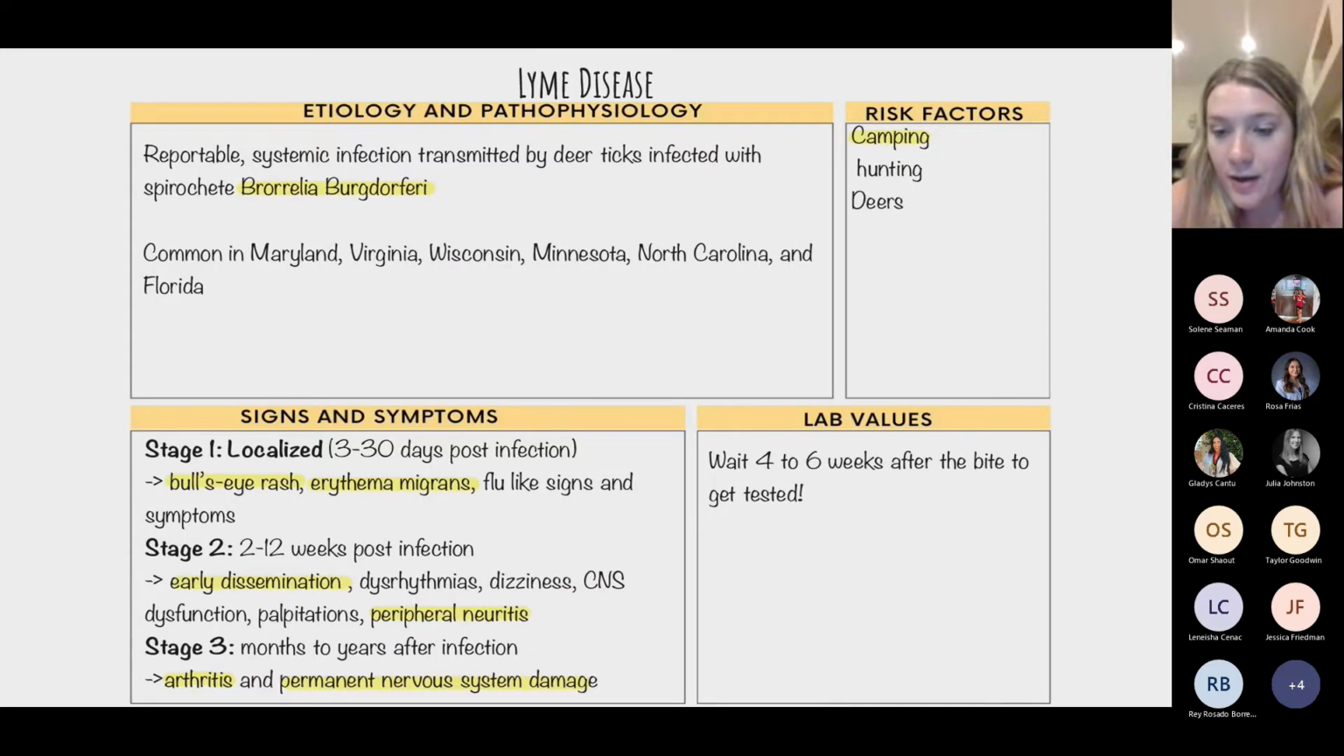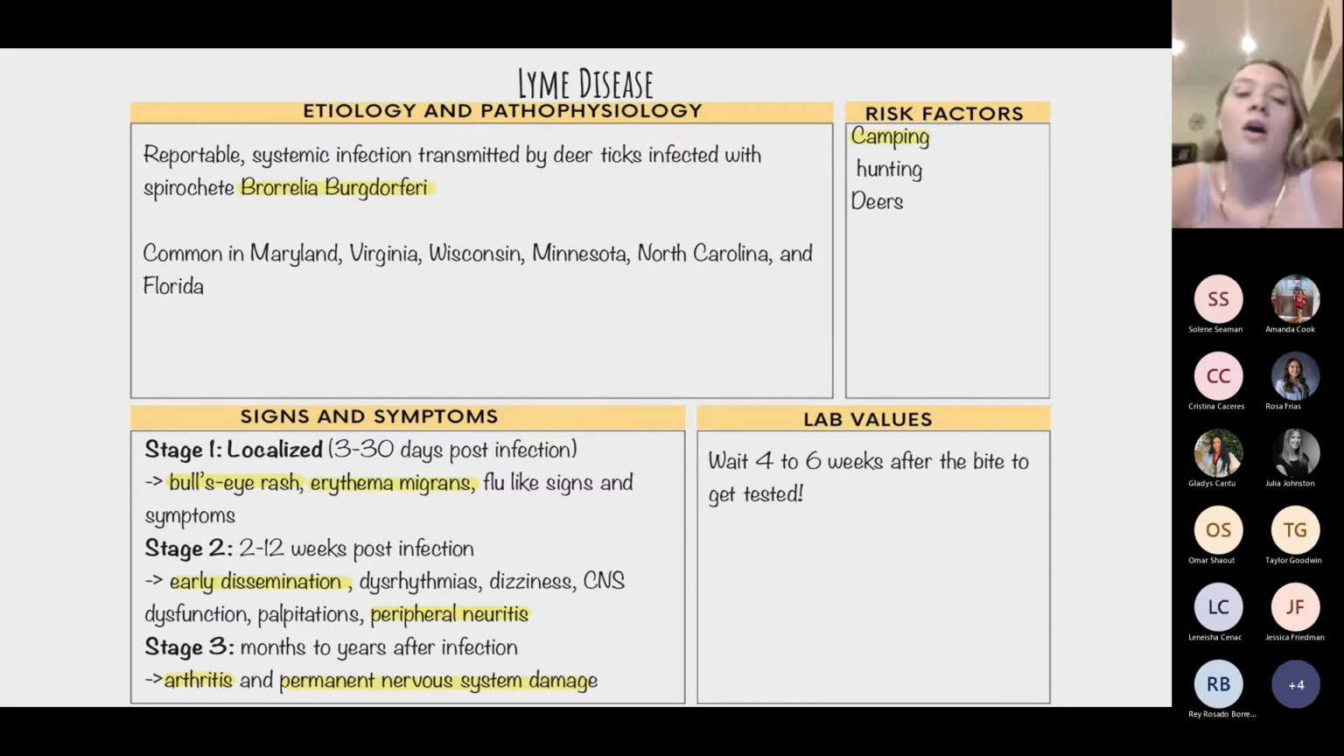Lyme disease is a little bit tricky. This is caused by a tick bite, usually a deer tick bite that's been infected with Borrelia. I'm not even going to try to pronounce it. I think it's like burgdorferi. Really common in a variety of states. Florida is one of them.